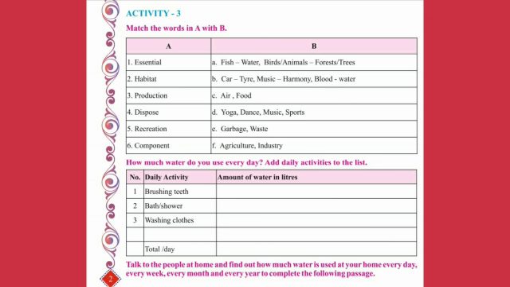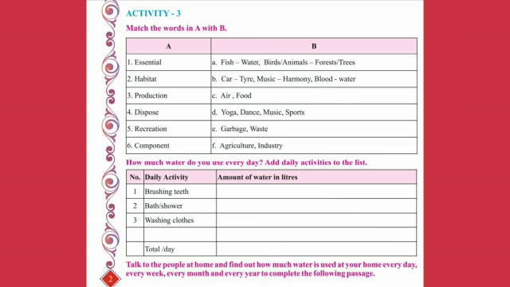Let's move on to activity 3. Match the words in A with B. Essential. Essential is importance. So what is important for the living organism? I think C, air and food is important for the living organism. Number 2, habitat. Habitat means home. So I think A, home for fish is water.